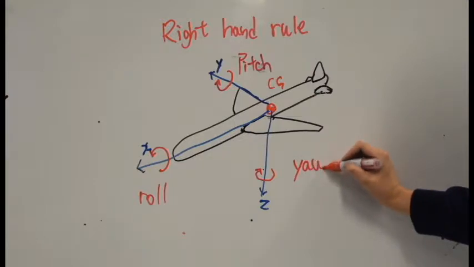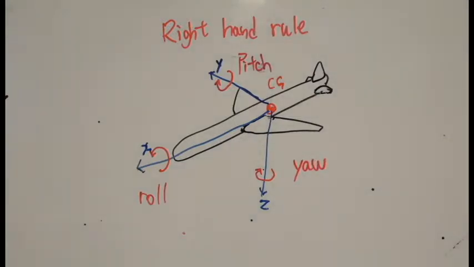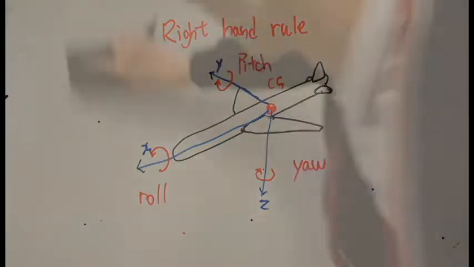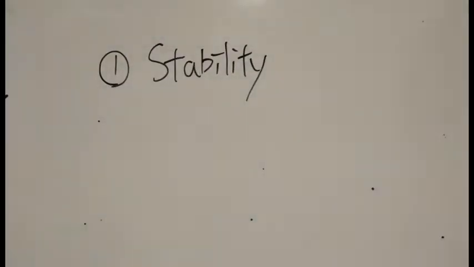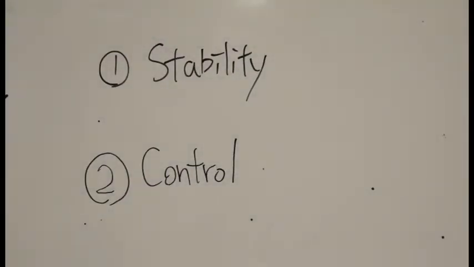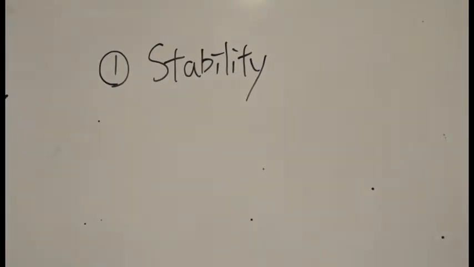So, how is this related to the functions of tail? There are two main functions of tail part. First, to maintain the aircraft stability, and second, to provide control in aircraft maneuvers. Let's talk about the first function first.